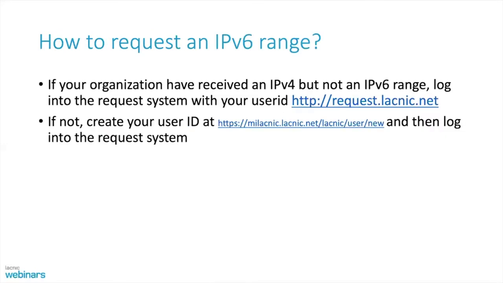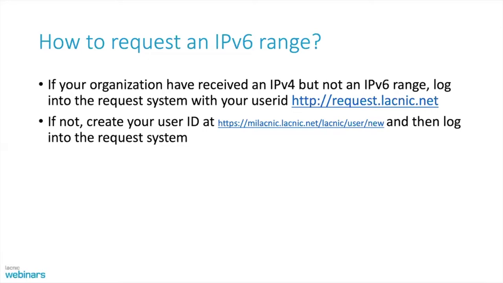Now we are going to move to how to request an IPv6 range from LACNIC. It's true that if you didn't receive before, you can apply to receive IPv4, but we will not talk about how to request V4. Just to let you know, if you request V6, you can request V4 as well. The procedure is very easy, and the requirements are not so hard to meet. The policy is not so restrictive to receive an IPv6 range.